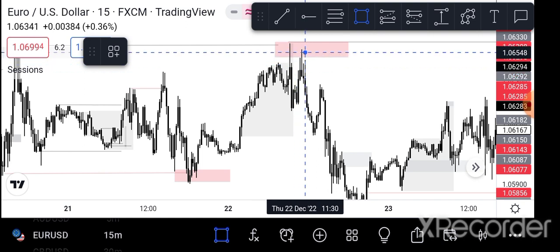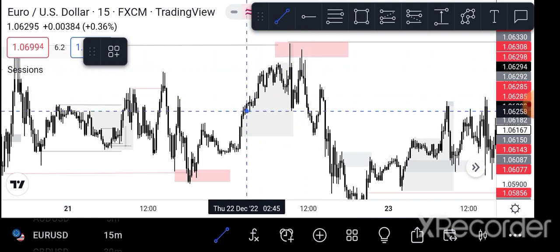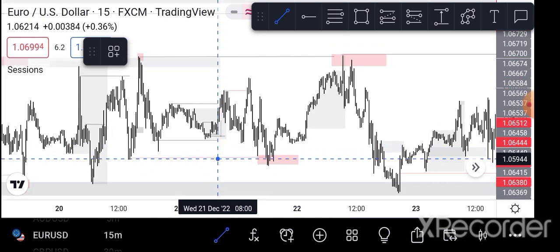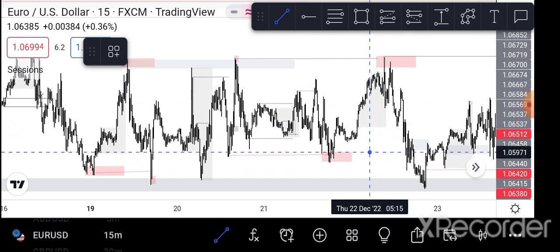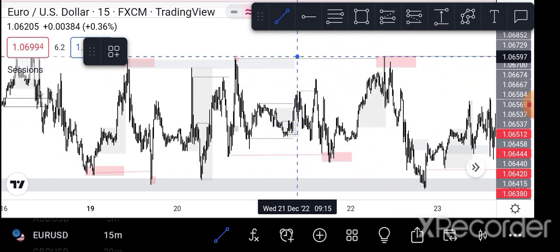So where will you take your profit? Because you cannot take your profit over here. Why? Because you are following market structure. This is not the new leg. This was the previous high. This is not the new leg.